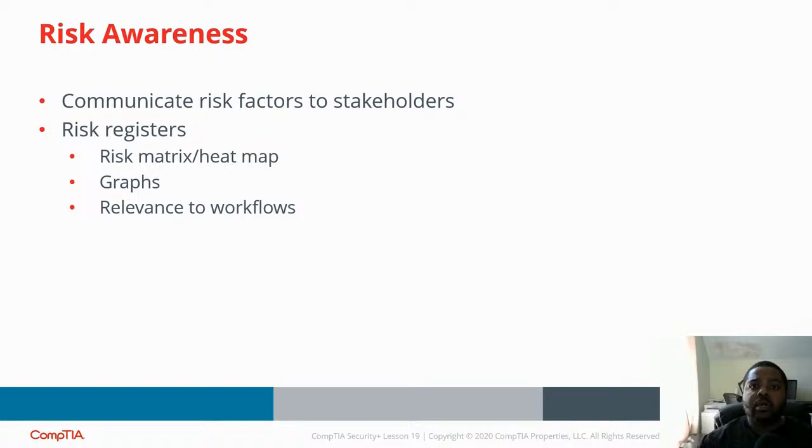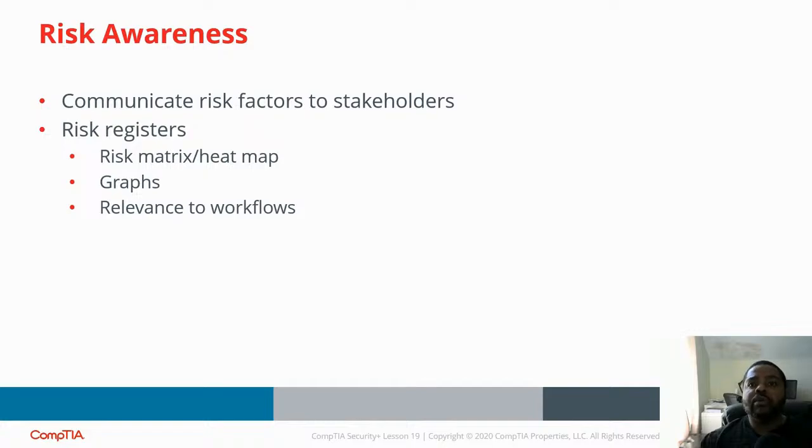We create matrices like the chart that you saw earlier to give a visual aspect to it, so everyone can get on the same board of saying, oh, okay, this is the threat, but at the same time, this is how dangerous it could be. This is how we set in the mitigating factors for it.